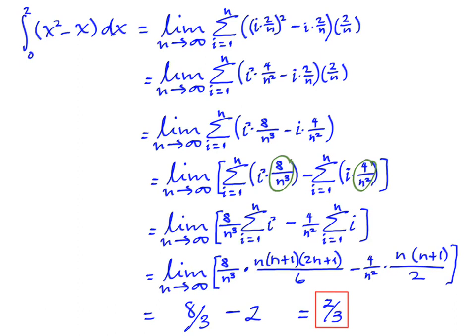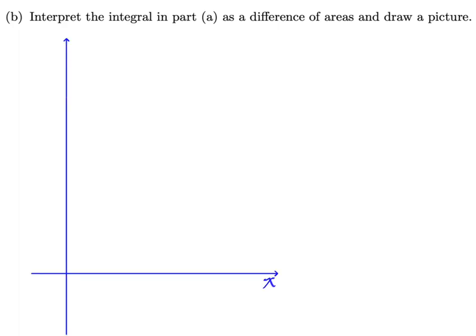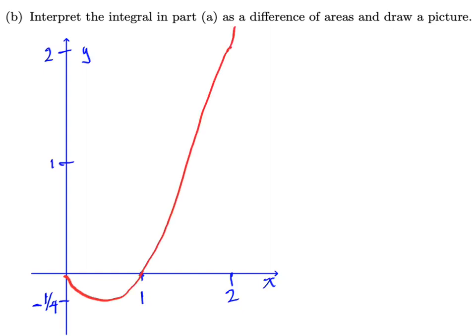Okay, so let's look at part B. So part B says interpret that integral as a difference of areas and draw a picture. So we have to draw a picture first before we can interpret it as a difference of areas. So we drew this parabola a couple of times, so we know what it looks like. It has a vertex at 1/2 comma negative 1/4. It looks about like that.